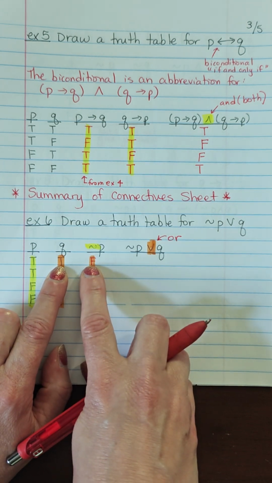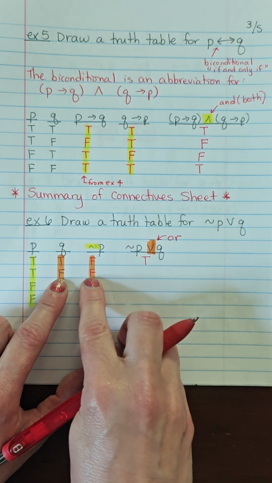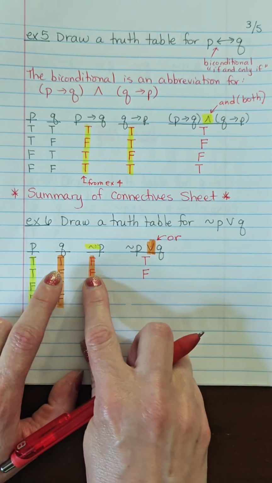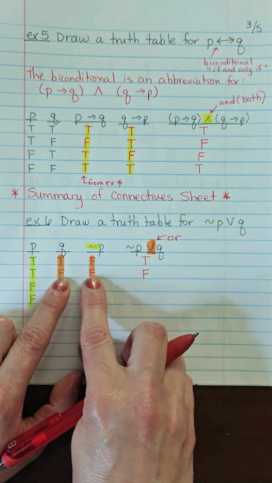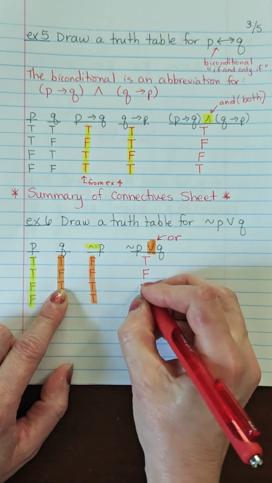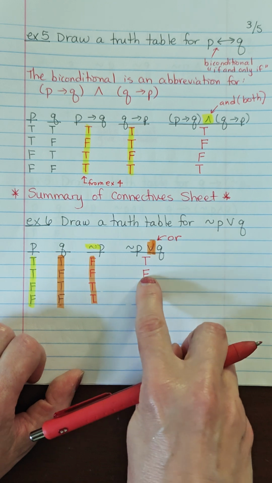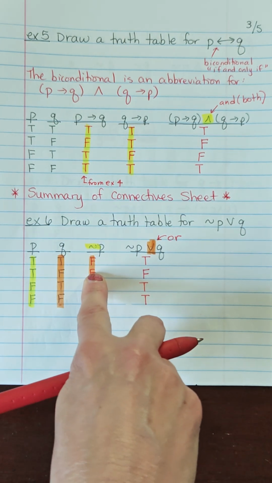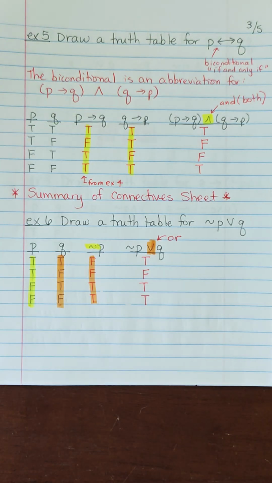Are both of these false? No. So it's okay. Are both of those false? Yes. It's only false when both of the things you're connecting are false. That one's okay. That one's okay. It's only false when both are false. So that's that statement right there. And you're done. That's the truth table.